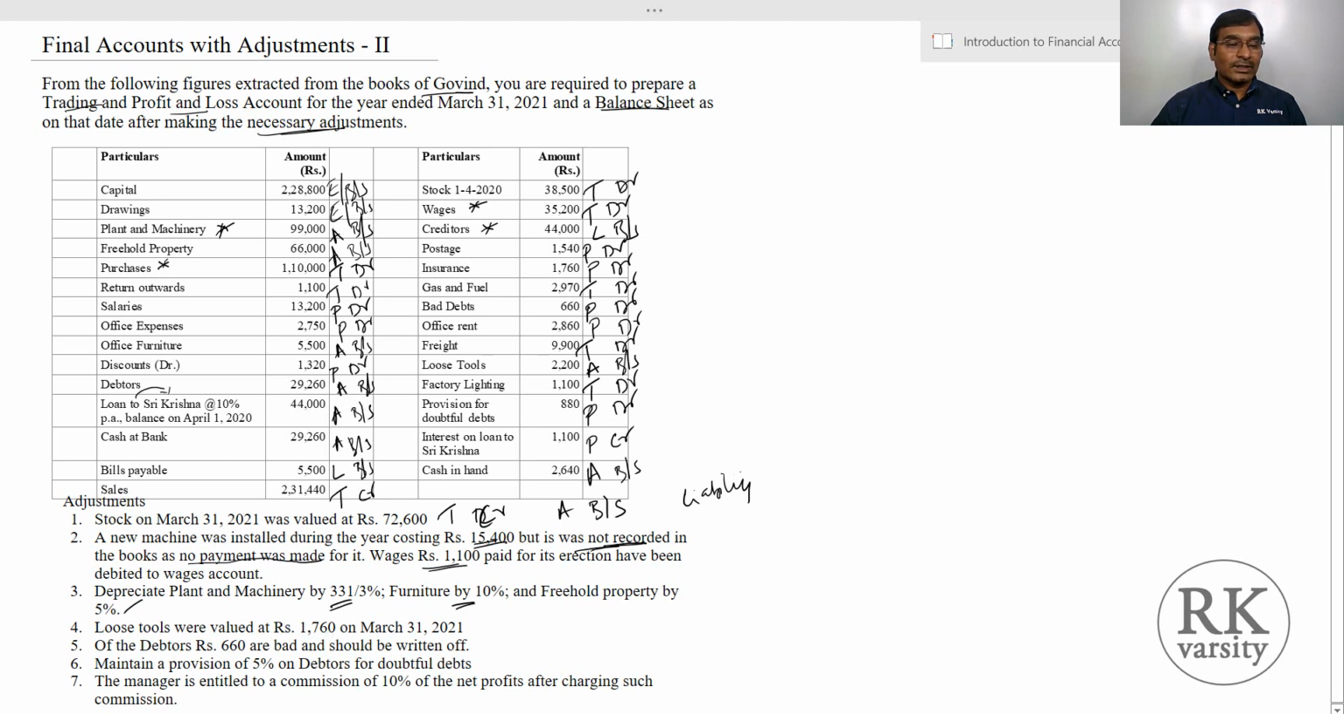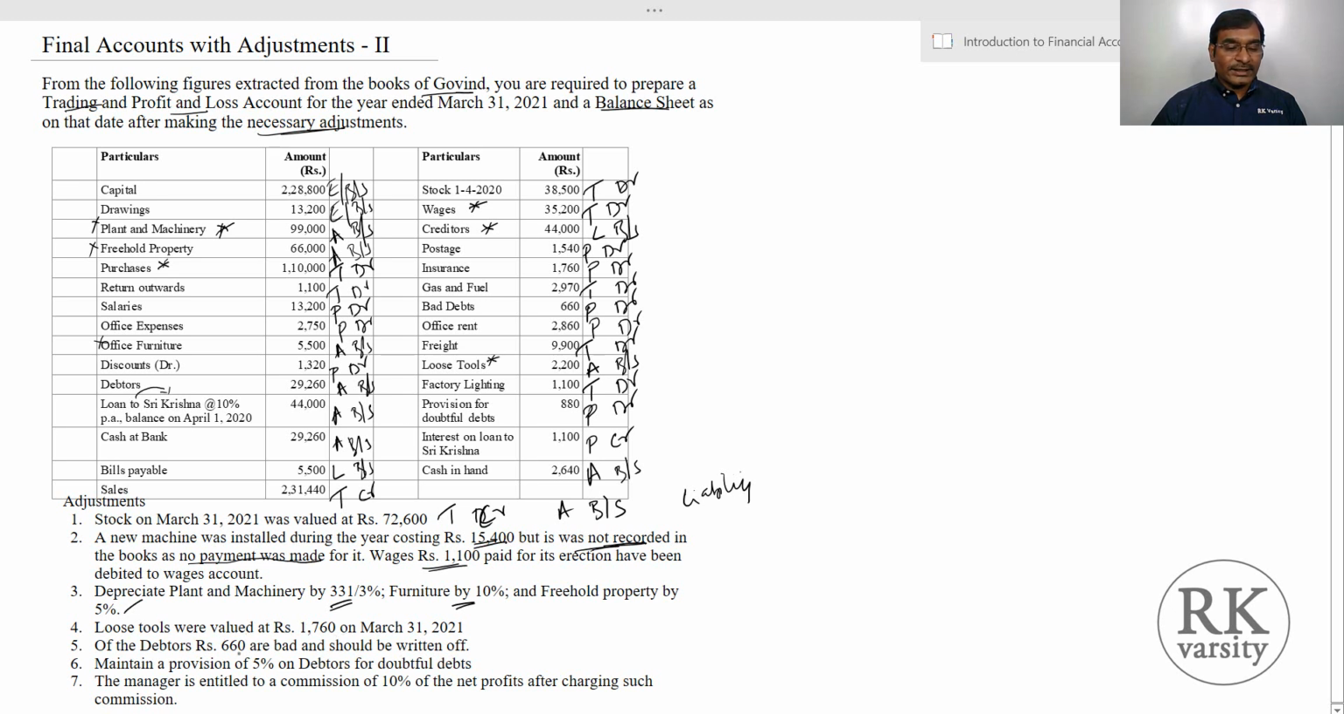So what do we have? We have to create a depreciation on plant and machinery. Freehold property is another. Then you have to create depreciation on furniture. So where is our furniture? Office furniture. So this also has an adjustment. Then loose tools. So where are the loose tools? Here. So this also has some adjustment, right?